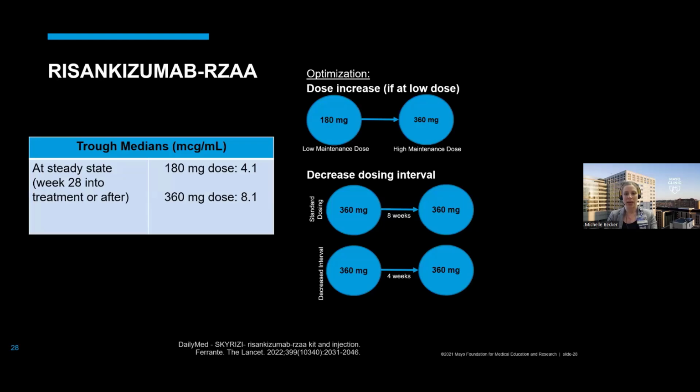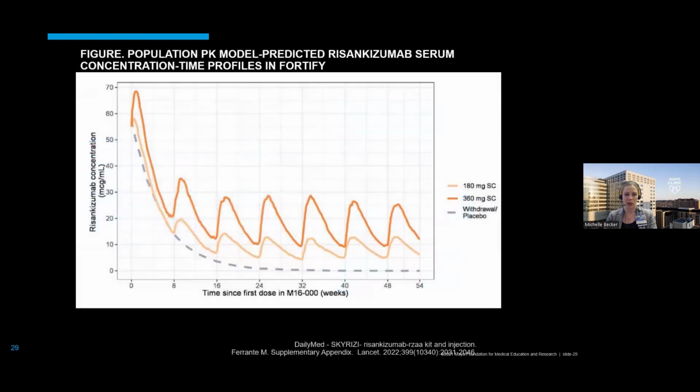If someone is on a maintenance low dose of the 180, perhaps they can be adjusted to the high dose, which is FDA approved of the 360 every 8 weeks, or a shortened interval. Just have a visual on this one. I'm going to orient you to this population PK model. Predicted risankizumab serum concentration versus time profile, which is from the 4 to 5 clinical trials.